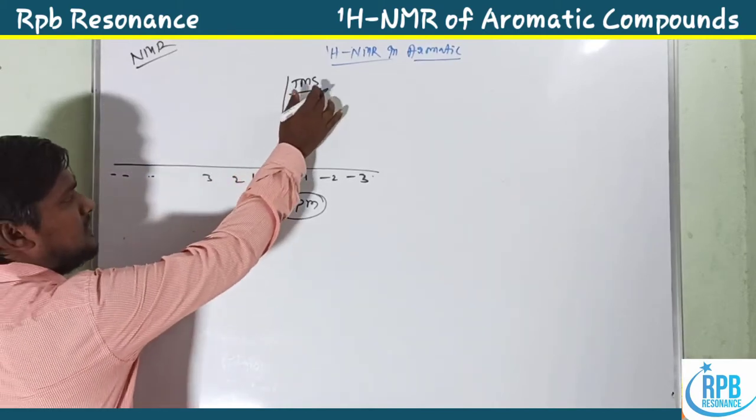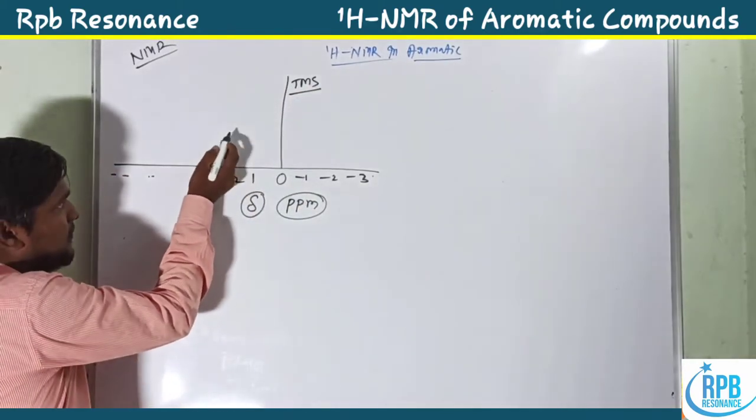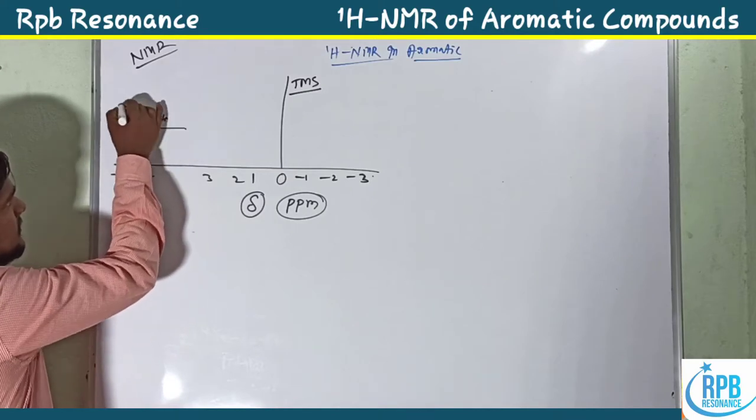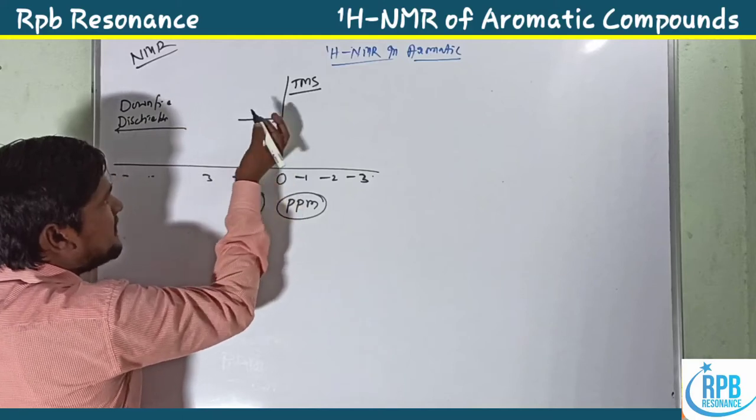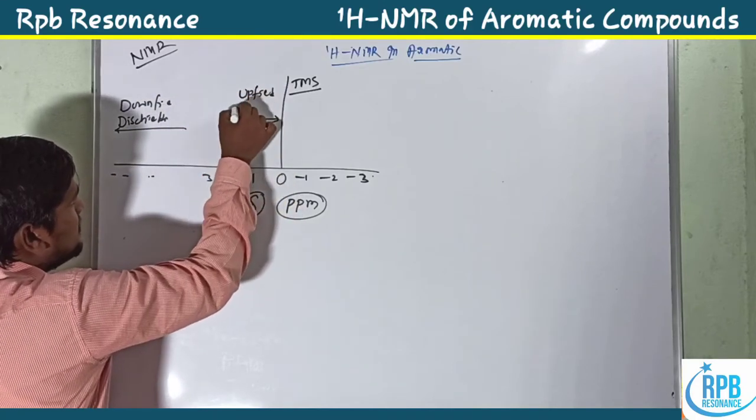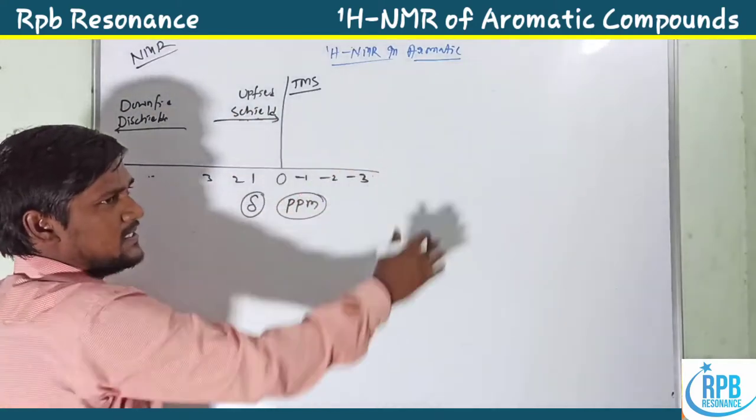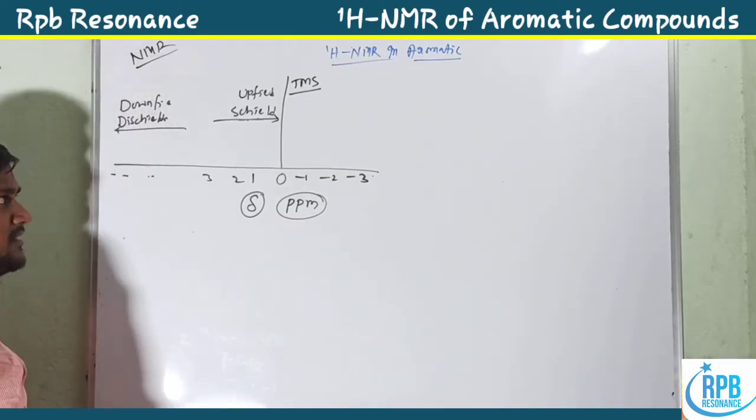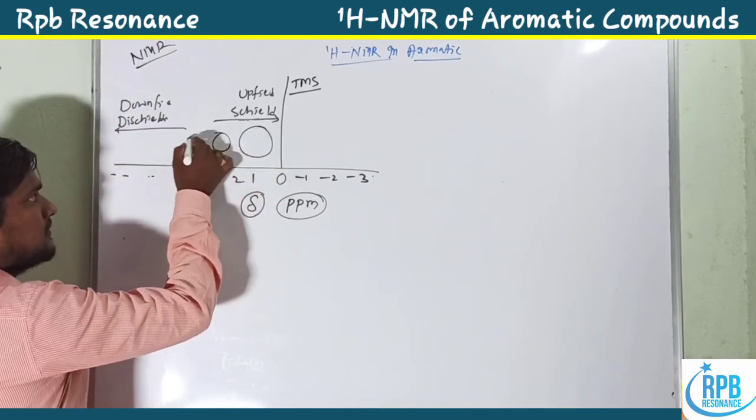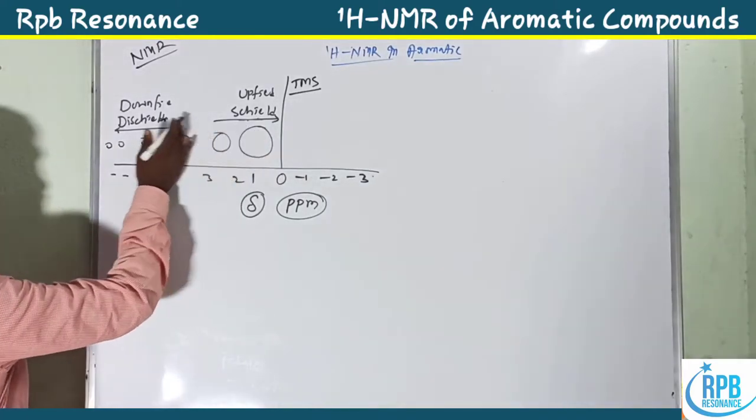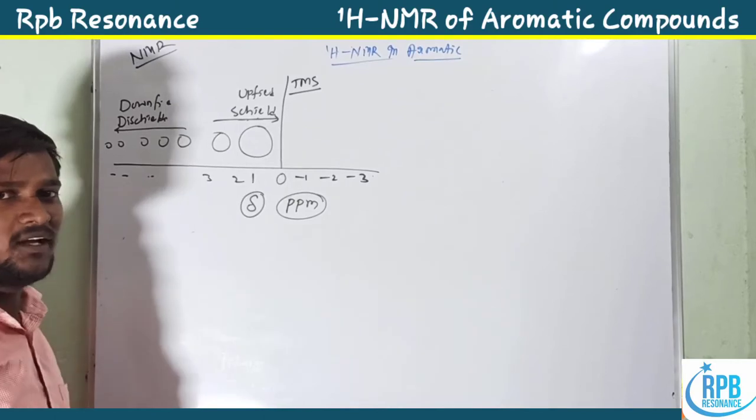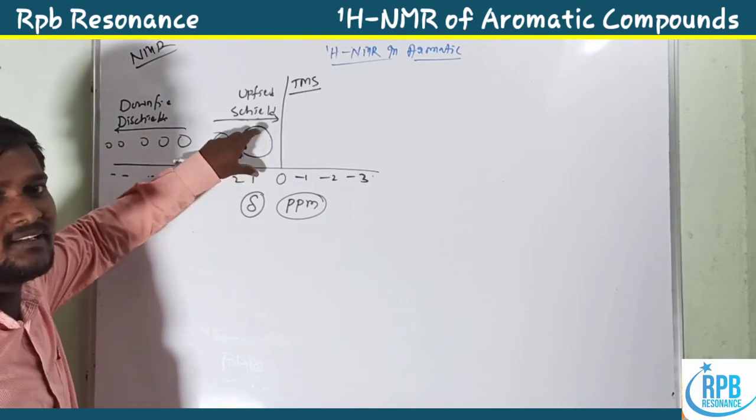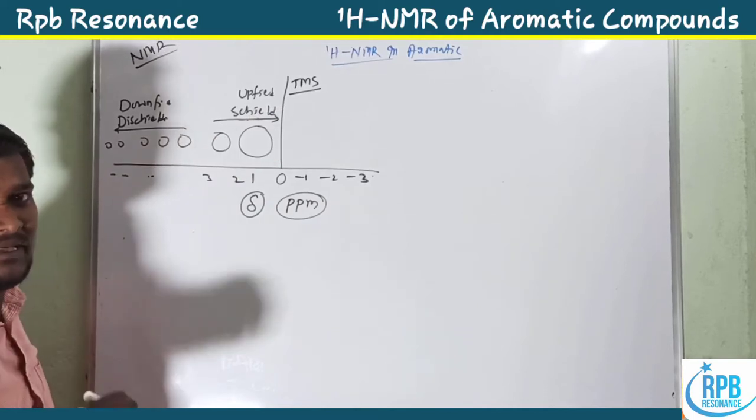Now here is the TMS. Moving away from the TMS is the deshielding region, which is called downfield. Towards the TMS is the upfield region, the shielding region. Deshielding means the electron cloud is reduced away from the TMS. If the electronic cloud is smaller, those protons will appear in the downfield shift. The more electronic cloud there is, the shielding region, so those protons will appear towards the TMS.